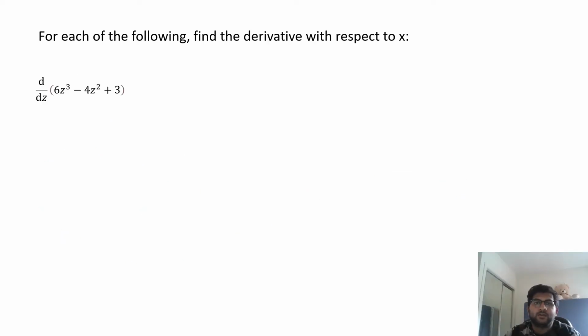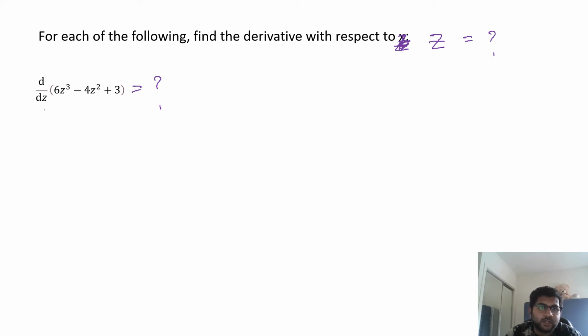For each of the following, find the derivative with respect to x. Okay, here it's not with respect to x, it has to be with respect to z, because there's no x in this equation. So in the question they have given it correctly, in the description I wrote it wrong. So the derivative with respect to z, so this has to be with respect to z, right? So let's do it.